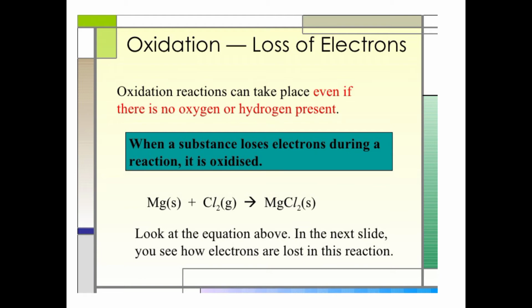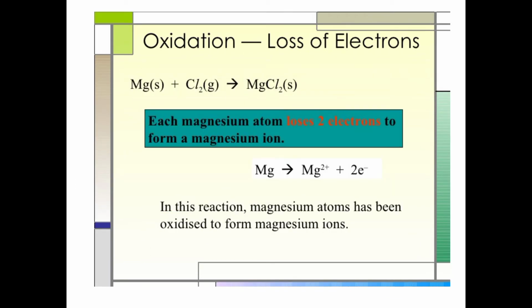If there is no hydrogen or oxygen present in such compounds, what will happen? How can we define oxidation? In such cases, we can say that when a substance loses electrons during a reaction, it is oxidized. For example, magnesium and chlorine form magnesium chloride. We'll see the next slide. Magnesium and chlorine give magnesium chloride.